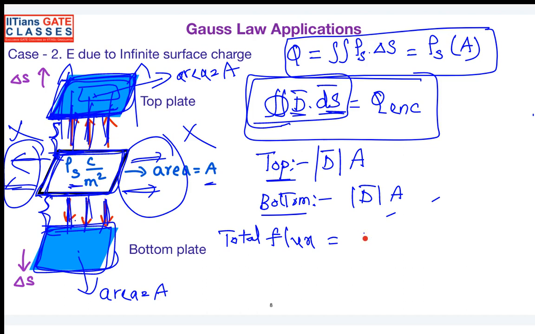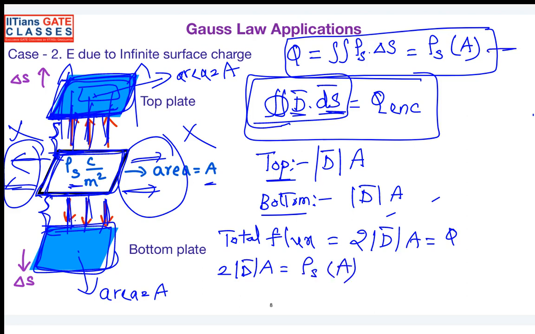So 2 into flux density into A is equal to Q, and the Q value is given by rho s into A. Already you can see this equation. So A gets cancelled, and the flux density will be exactly rho s by 2, which is the same as epsilon times E. So the electric field intensity due to a surface charge is given as rho s by 2 epsilon. This is the formula, and you can see the direction part. The direction will always be radial.